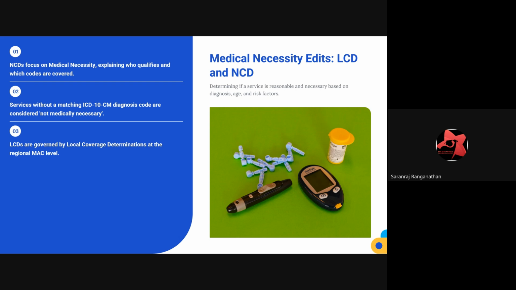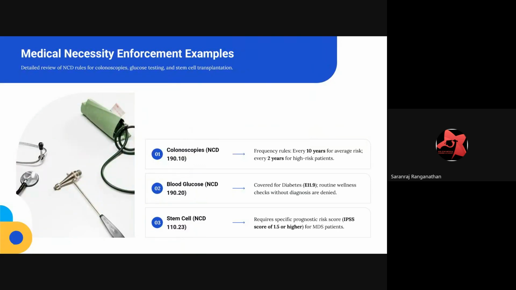Okay, that is how the local coverage determination will differ from state to state, which will be decided by the administration called the medicare administrative contractor. They will decide which conditions, which diseases, which ICD codes should come under LCD. So first, some examples for NCD, as I told: diabetes like blood glucose, that will be common. Then colonoscopy, yes, that will be common.